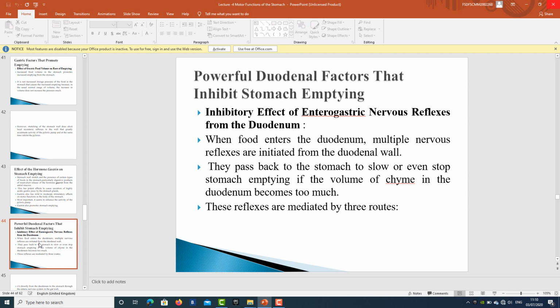Powerful duodenal factors that inhibit stomach emptying. Inhibitory effect of enterogastric nervous reflexes from the duodenum. When the food enters the duodenum, multiple nervous reflexes are initiated from the duodenal wall.